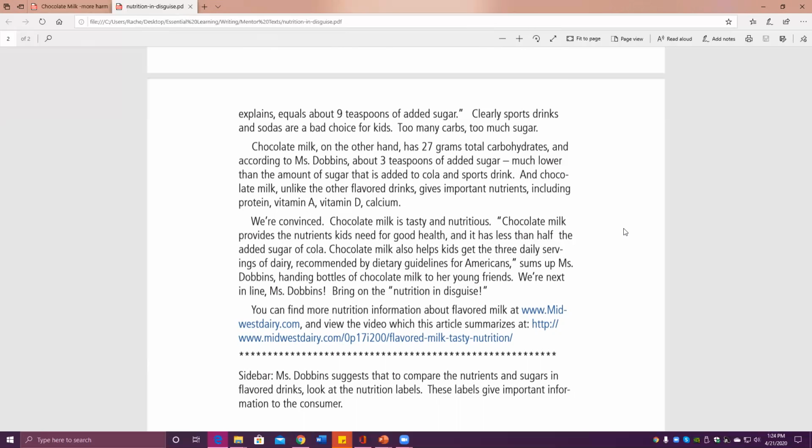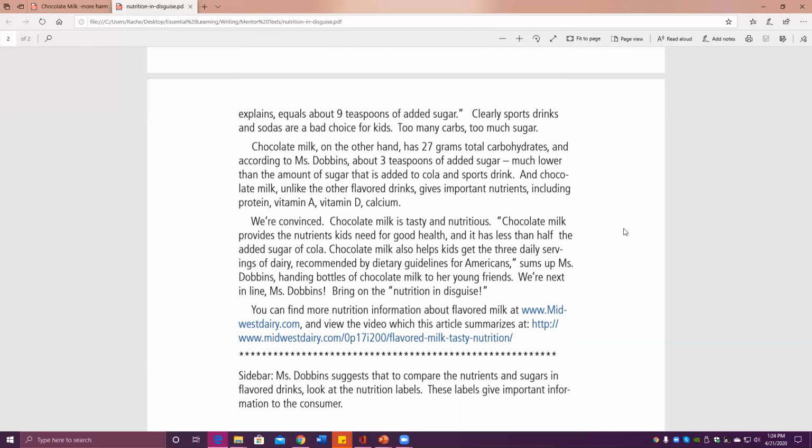And chocolate milk, unlike the other flavored drinks, gives important nutrients, including protein, vitamin A, vitamin D, and calcium. We're convinced. Chocolate milk is tasty and nutritious. Chocolate milk provides the nutrients kids need for good health, and it has less than half the added sugar of cola. Chocolate milk also helps kids get the 3 daily servings of dairy recommended by dietary guidelines for Americans, sums up Miss Dobbins, handing bottles of chocolate milk to her young friends.